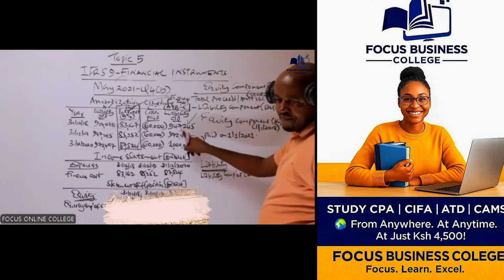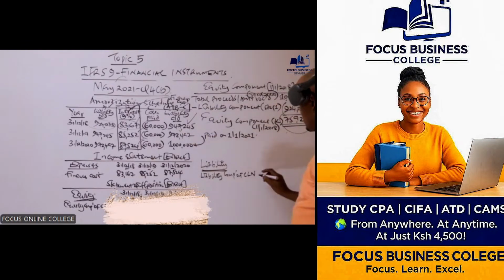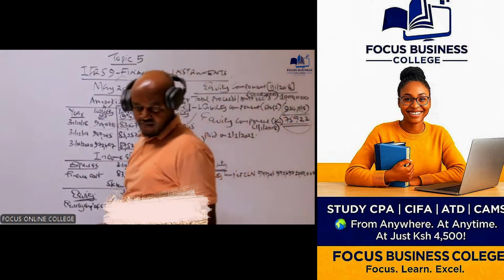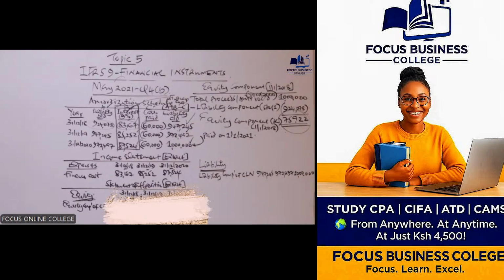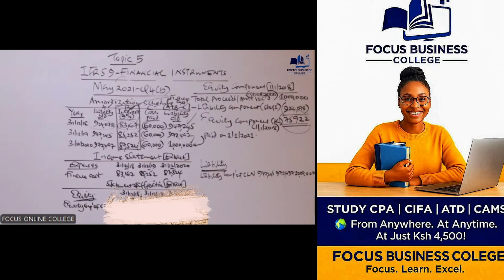So this is the liability which was supposed to be recognized in year 1: 947,245. Year 2, this one, 972,497. And year 3, this one, 1 million. Basically that's what was required as far as that question is concerned.